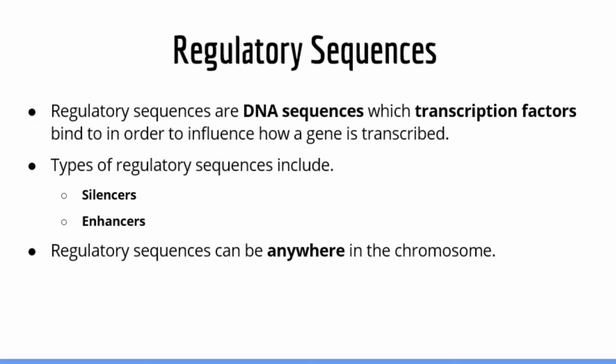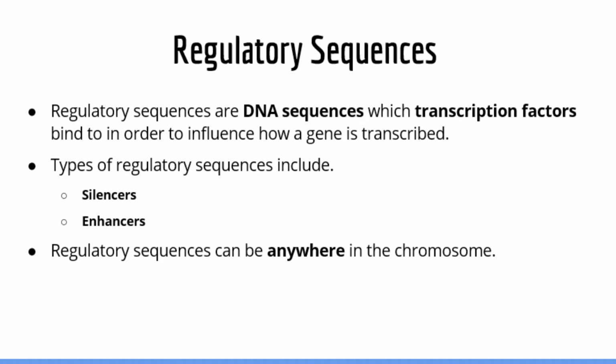Regulatory sequences are special DNA sequences which transcription factors bind to in order to influence how a gene is transcribed. Regulatory sequences are named based on their effect on gene expression. So for example, a silencer binds transcription factors called repressors. These transcription factors typically decrease transcription. An enhancer binds transcription factors called activators. These transcription factors typically increase transcription.